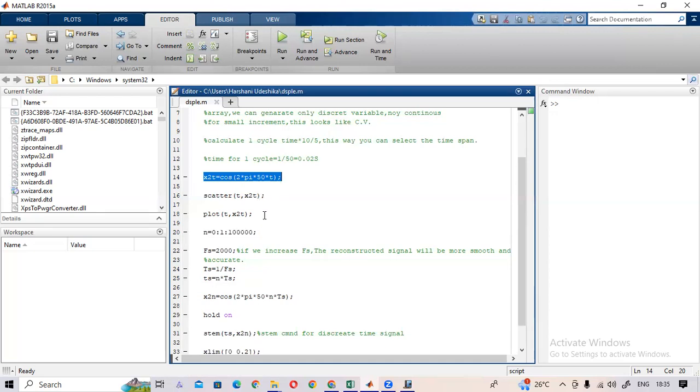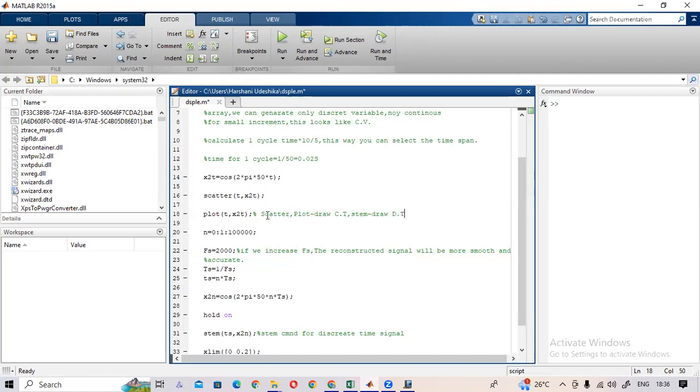we can use 3 commands to draw a signal or graph, that is scatter command, plot command, and stem command. Okay, plot we use to draw continuous time, continuous variable, continuous time signal, and the stem command we use to draw discrete time signal. Okay, DT, discrete time signal.